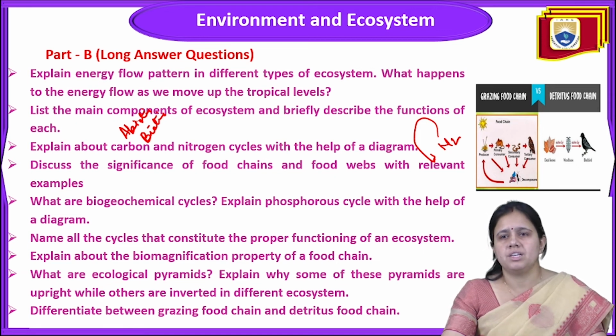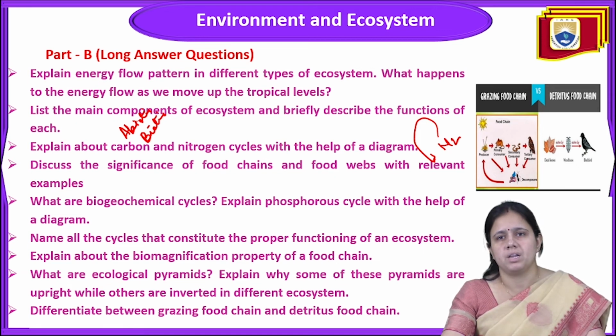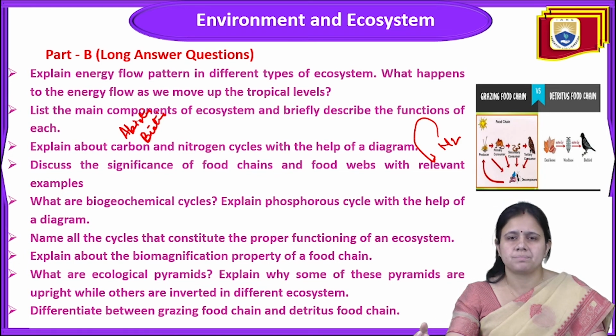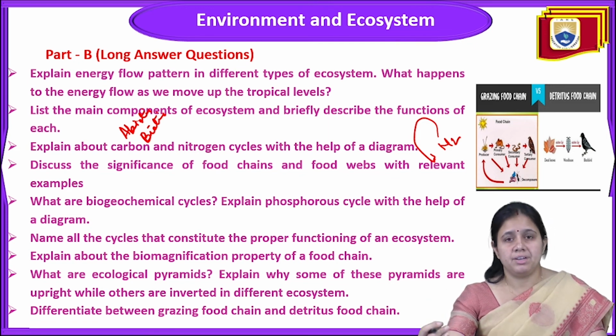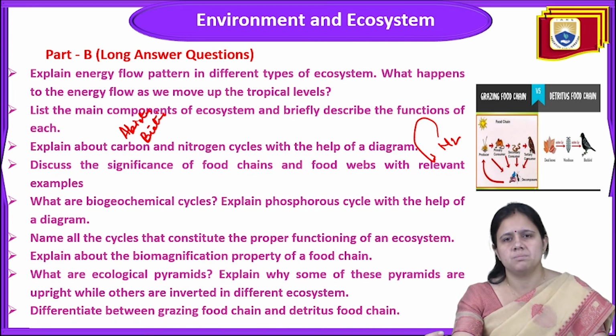What is the significance of food chain and food web with relevant example? Food chain and food web are very important for any ecosystem, because energy flow takes place in the food chain, and it reflects the dependency and interrelationship between every individual, and every individual is important in an ecosystem. That has been explained in the food chain and food web. And a food web is the combination of lots of food chains. So they have very much importance in any ecosystem, because without food chain and food web, no energy flow can be possible.